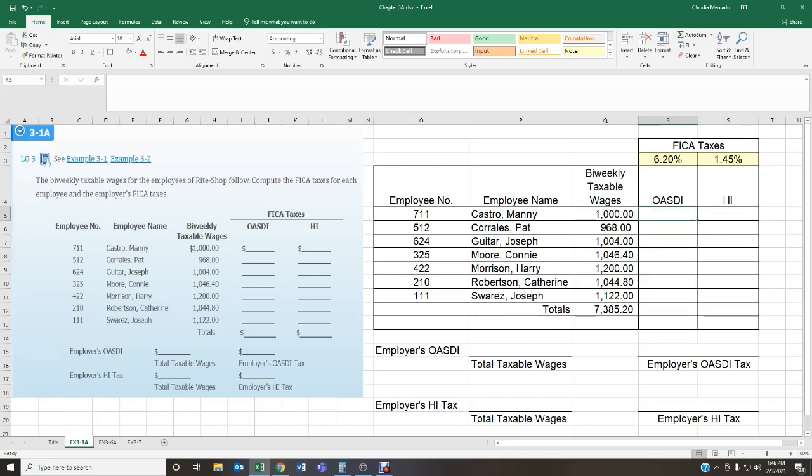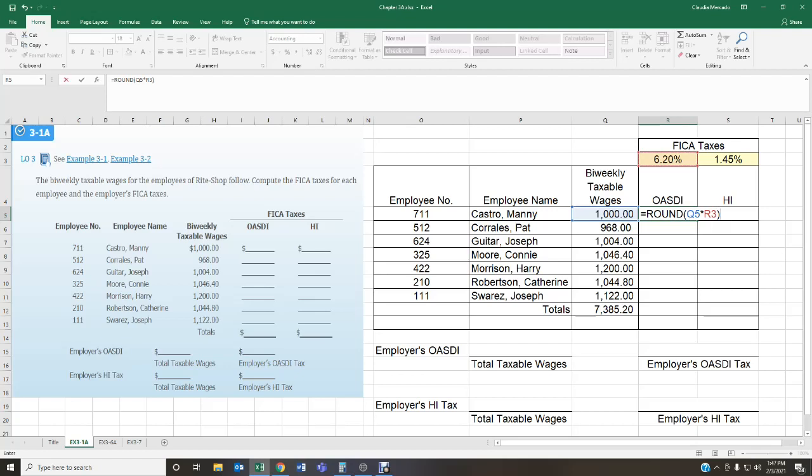So what I'm going to do here is enter an equal sign. That starts my formula. Then I'm going to enter ROUND. Why am I rounding? Because I want to round to 2 decimal places. So I'm going to round, and what am I going to round? I'm going to round the $1,000 times my rate of 6.2%. I'm going to close my parentheses.